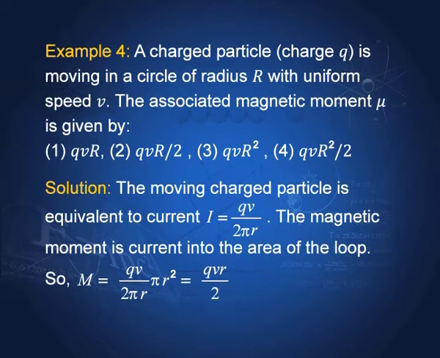The magnetic moment is current into the area of the loop. Current is q v by 2 pi r, and the area of the loop is pi r squared. Therefore, the magnetic moment of the loop is q v r by 2. Remember, all these formulae you have done earlier, just recall them and use some common sense.